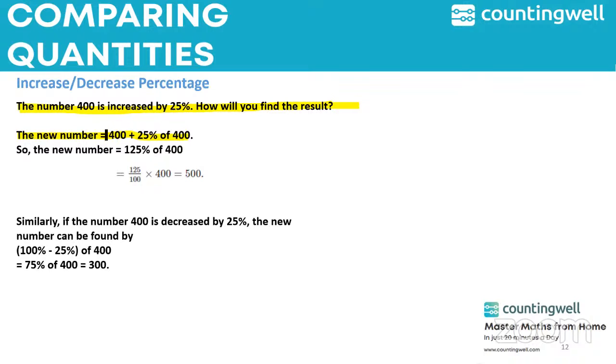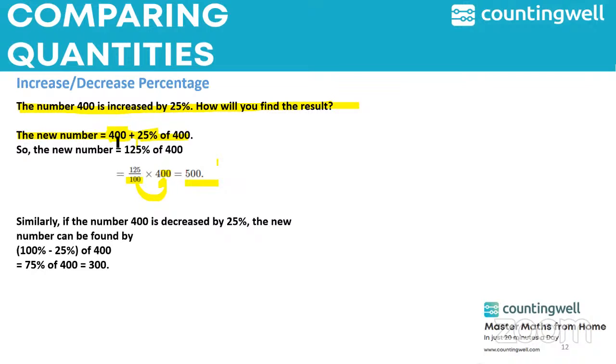Why? Because 400 is the actual number and then we are adding 25% of that number. So it will be 125% of 400. So we have 125 upon 100 into 400. Cancelling out the zeros, you will straight away get 125 into 4, which is 500. So this is a very simple trick.